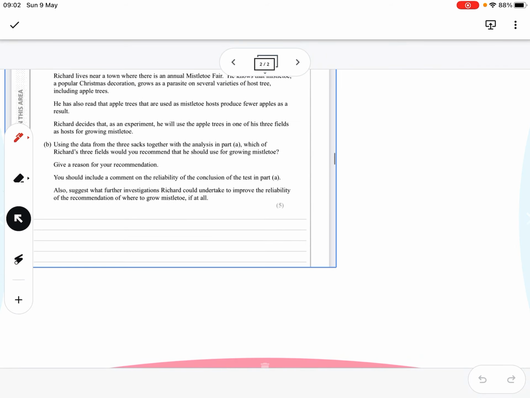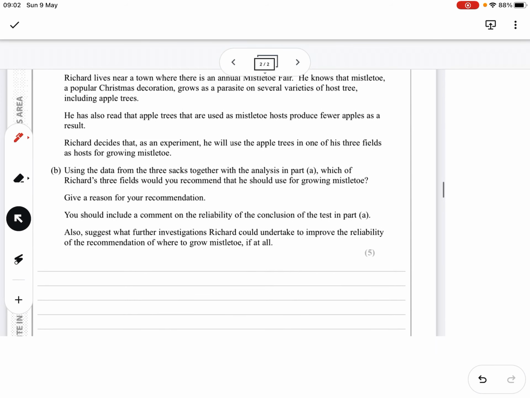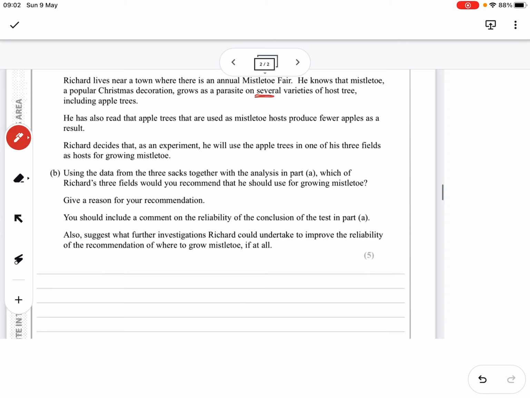I'll make this slightly smaller and then I can expand it. So, Richard lives near a town. There's a mistletoe fair. Mistletoe can grow in apple trees. It's a parasite. He also read that if apple trees do have it, then they produce fewer apples. So Richard decides on an experiment. He will use apple trees in one of his 3 fields as hosts for the mistletoe. Using the data we've previously collected, which of the fields should he use, and give a reason for your recommendation.